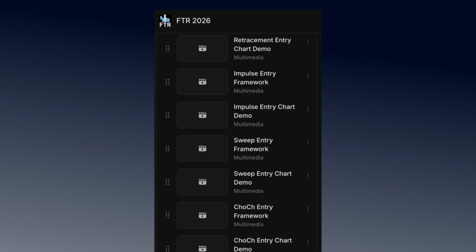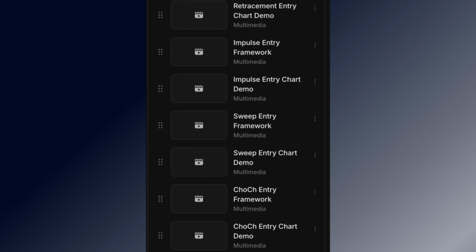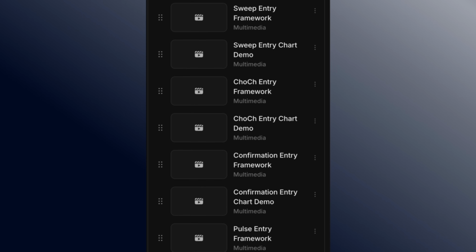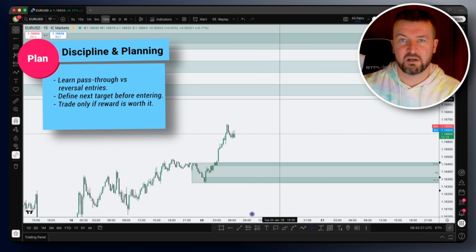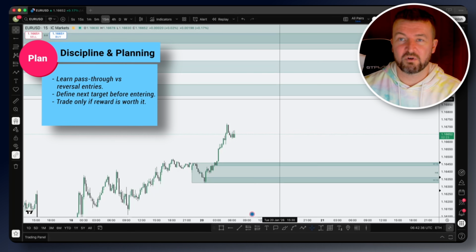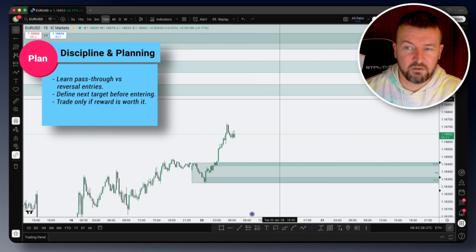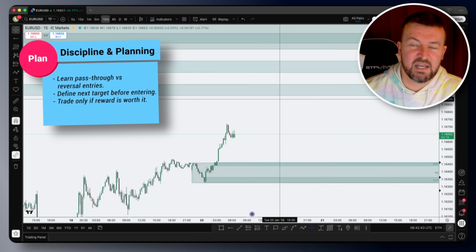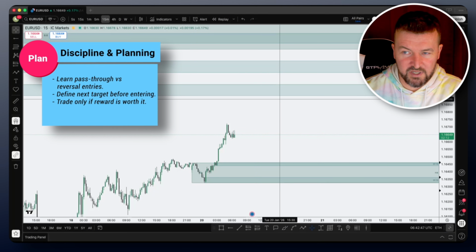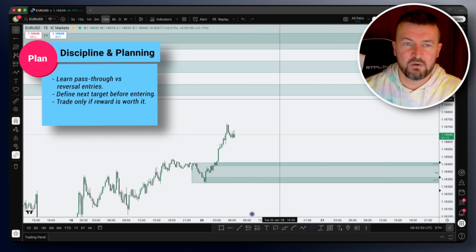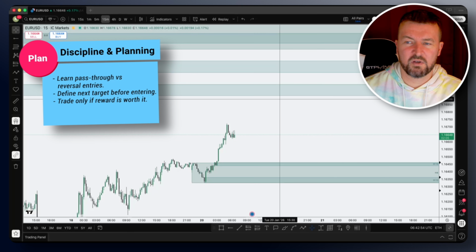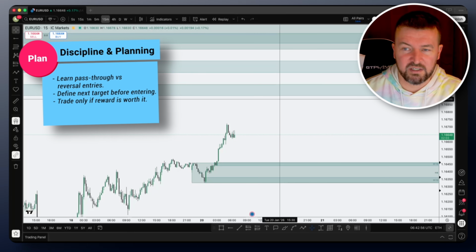I teach in FTR that there are entry techniques for whether or not we're going to pass through an area or if we're going to reverse from the area. So we always know where our next target is, which is really good. That helps us assess whether or not getting involved in a trade is worthwhile or not. Also, it helps us stay sharp. We know the key areas of the market where it's likely going to reverse from or where it's going to wrap from. We know where it's going to go to, but we also know the best possible place to get involved in the market moving forwards.